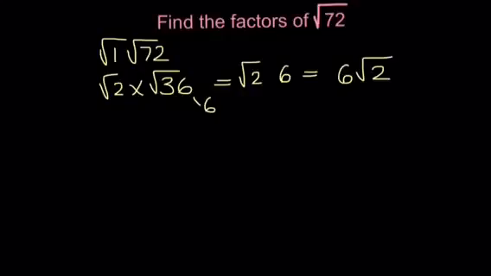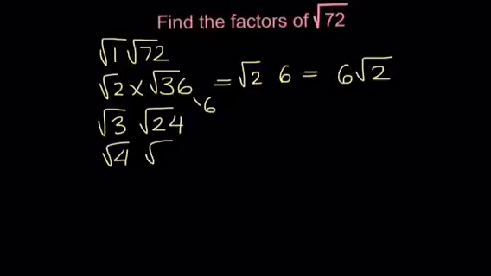The next one I'm going to try is root 3. So we've got root 3, and we've got root 24. Then we've got root 4, and then root 18. And then we know that the square root of 4 is 2. So I'm going to put a 2 there, so I can neaten this one up as well. So the square root of 4 is 2, and then we've still got root 18.